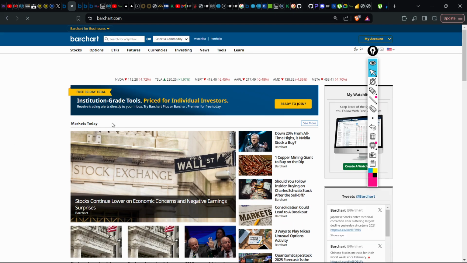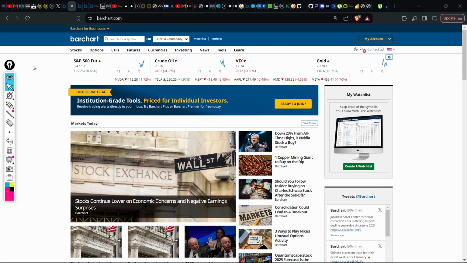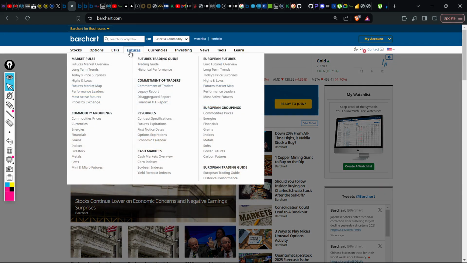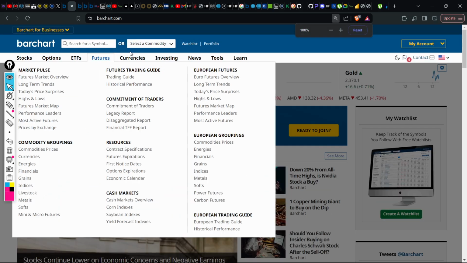All right, this is what you'll see, and this is the best website from my experience to look at these COT positions, because there's something else I will talk about. So futures, go to futures. Let's zoom in. Under the tab of futures, this is where you'll find commitment of traders. You can see this is where it is. Commitment of traders. So you're going to go to commitment of traders: legacy report, disaggregated report, financial TFF report.